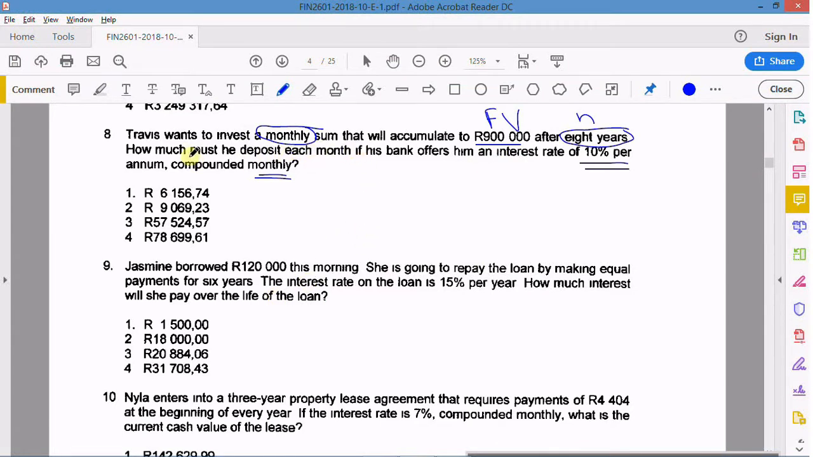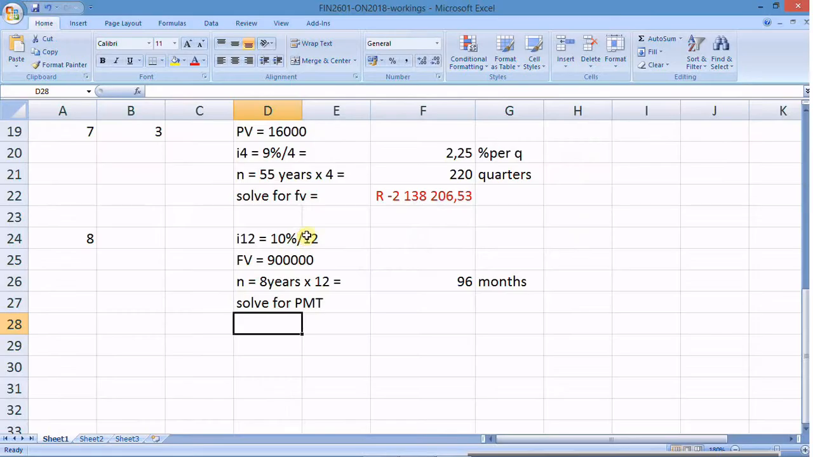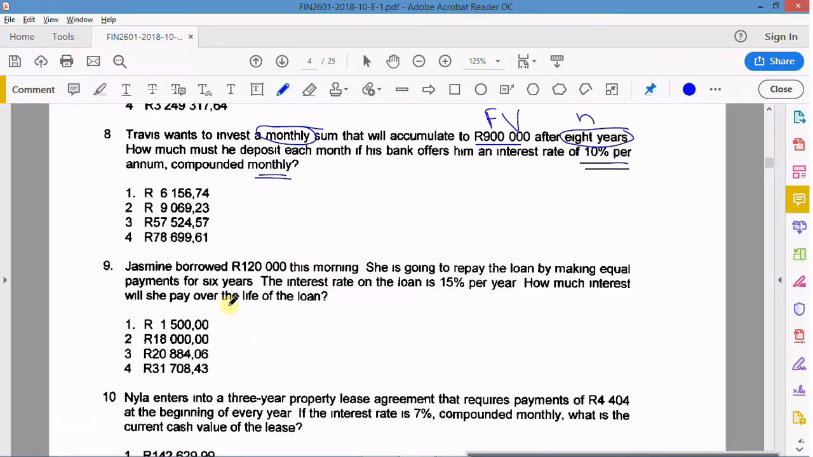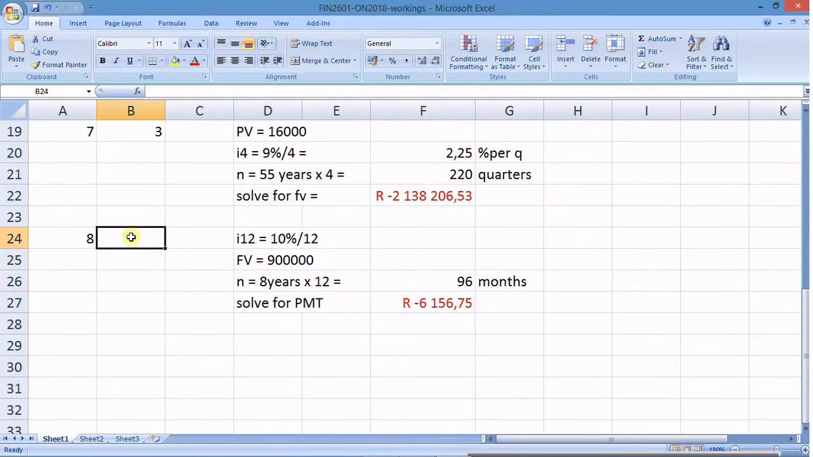Was this beginning or end? They don't say. They just said how much is it to deposit, so you can assume end. The answer is the first one. Number one. Let's check it just to make sure. The rate was 10% divided by 12, the N, 96 months, no PV, FV, 900,000. So yeah, 6156, number 1 is correct.